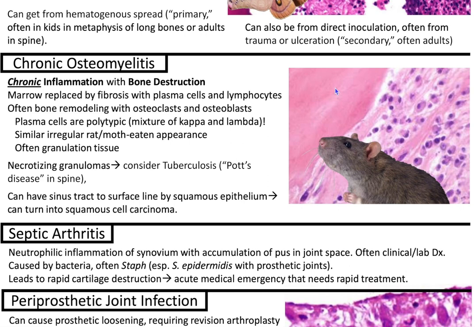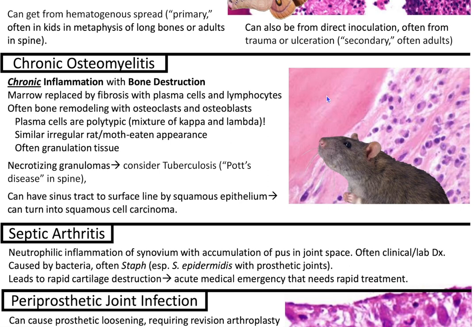Plasma cells are polytypic, to differentiate from plasma cell myeloma, which would be monoclonal. And you'll often see that irregular rat-bitten, moth-eaten, and scalloping appearance, but you won't see the neutrophils within the trabeculae. And you can see granulation tissue.